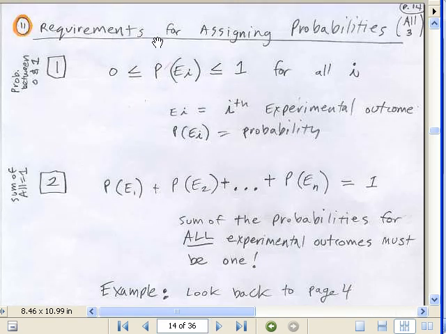All right, next page. Requirements for assigning probabilities. Not too hard, these two things, but oh so important. We already mentioned this one. Any particular probability has to be what? Between 0 and 1 inclusive. And the second requirement: when you add up all of the probabilities from your sample space, all experimental outcomes must be equal to what? To 1. Remember, all the way back, so 1, 2. Very important, and we'll see an example of that coming up.